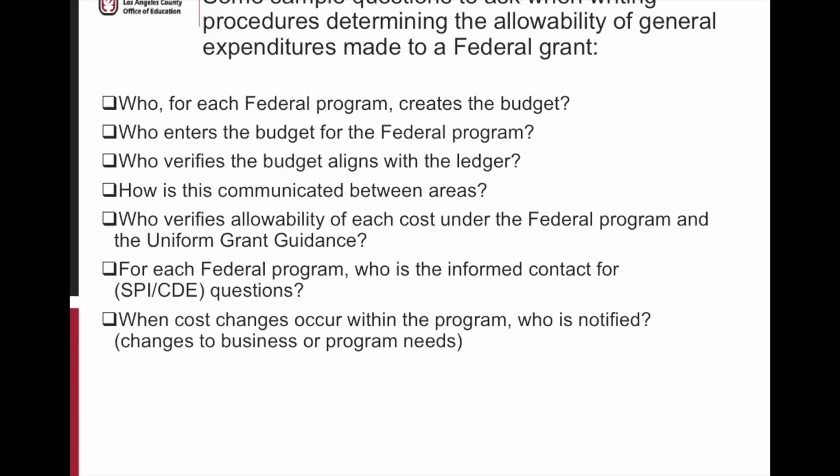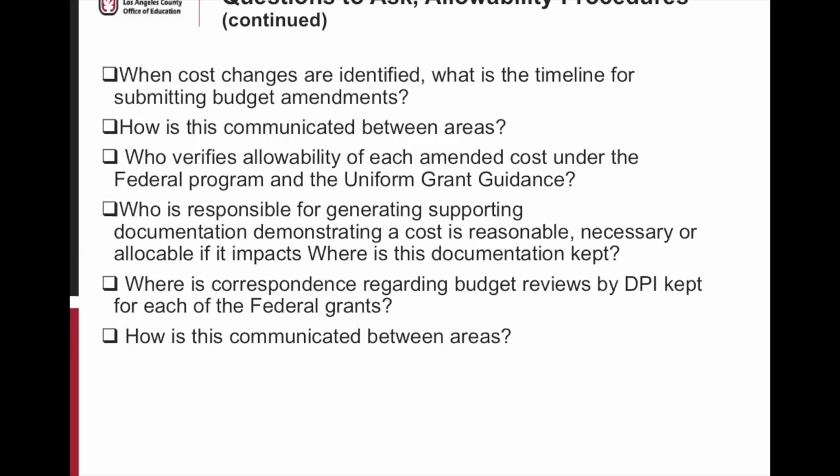And next we will look at some more questions to ask about allowability. When cost changes are identified, what's the timeline for submitting a budget amendment? So do you have a set timeline, and how's it communicated between program and fiscal offices? Who verifies allowability if you have an amended cost? Does it go back through the same process? Is there a different process if something changes?